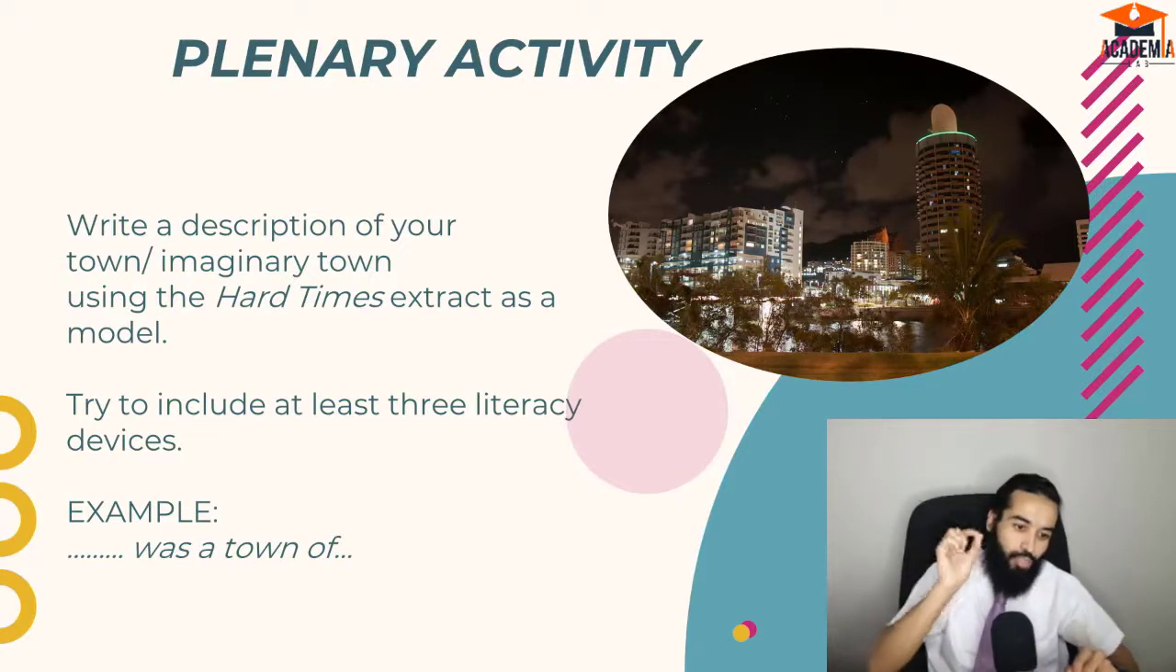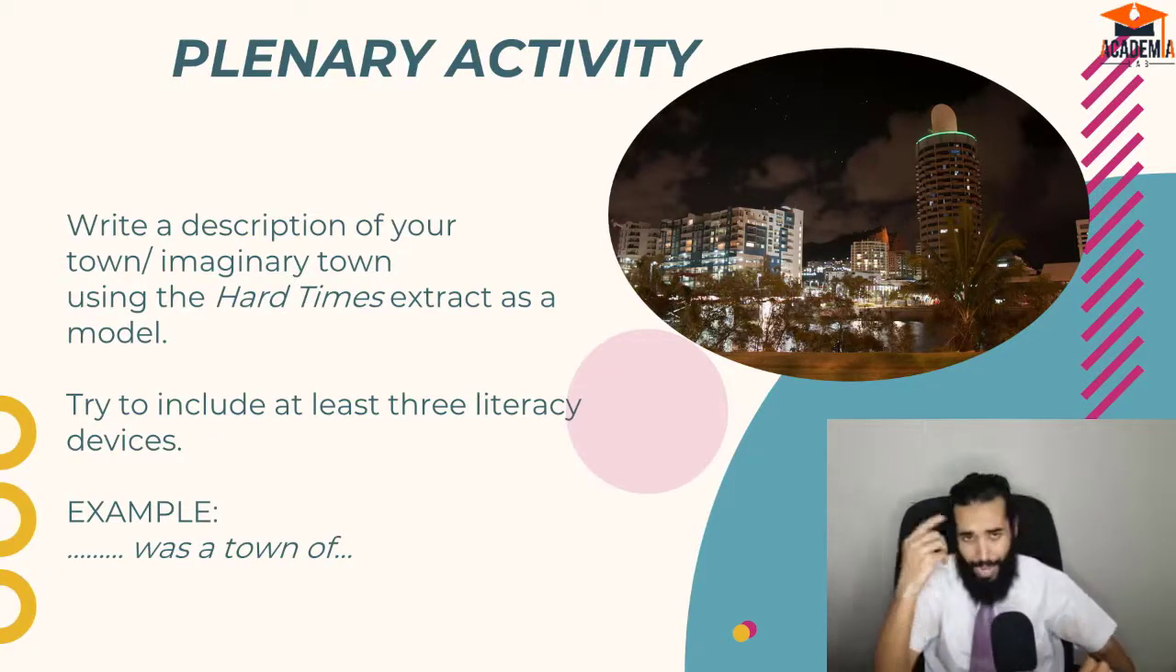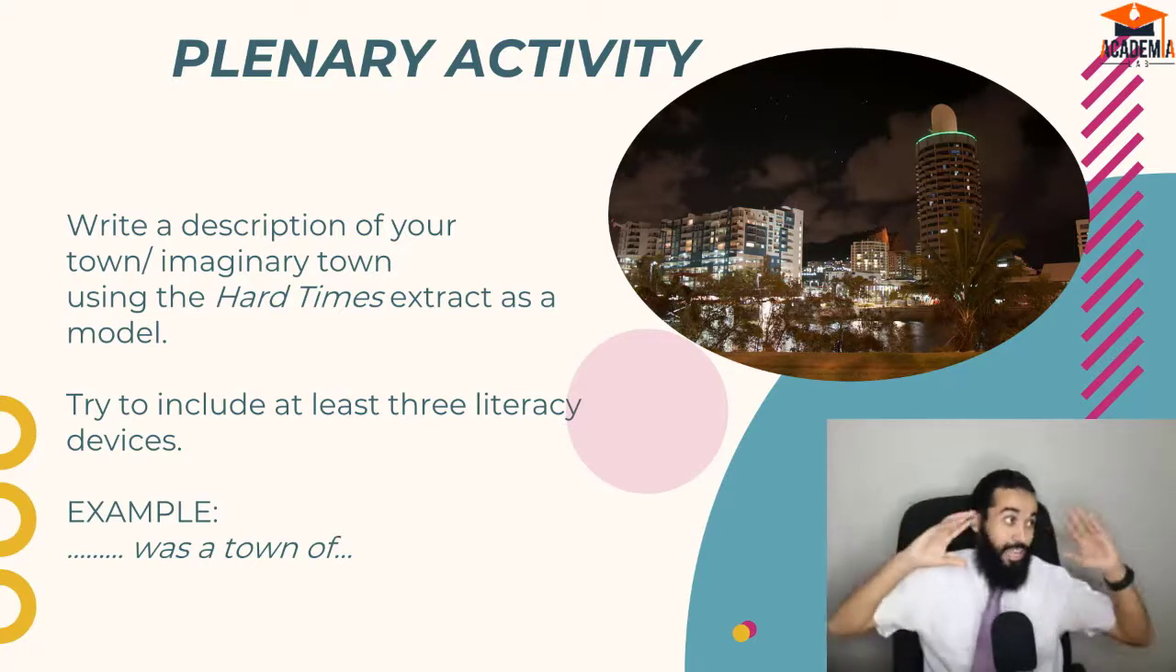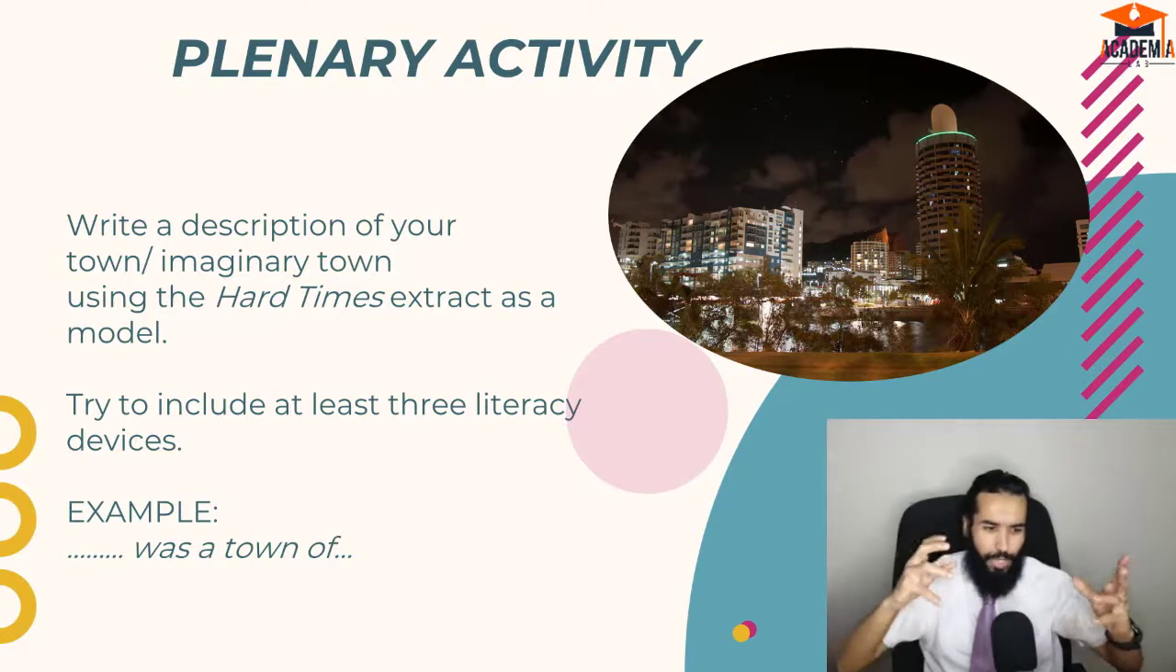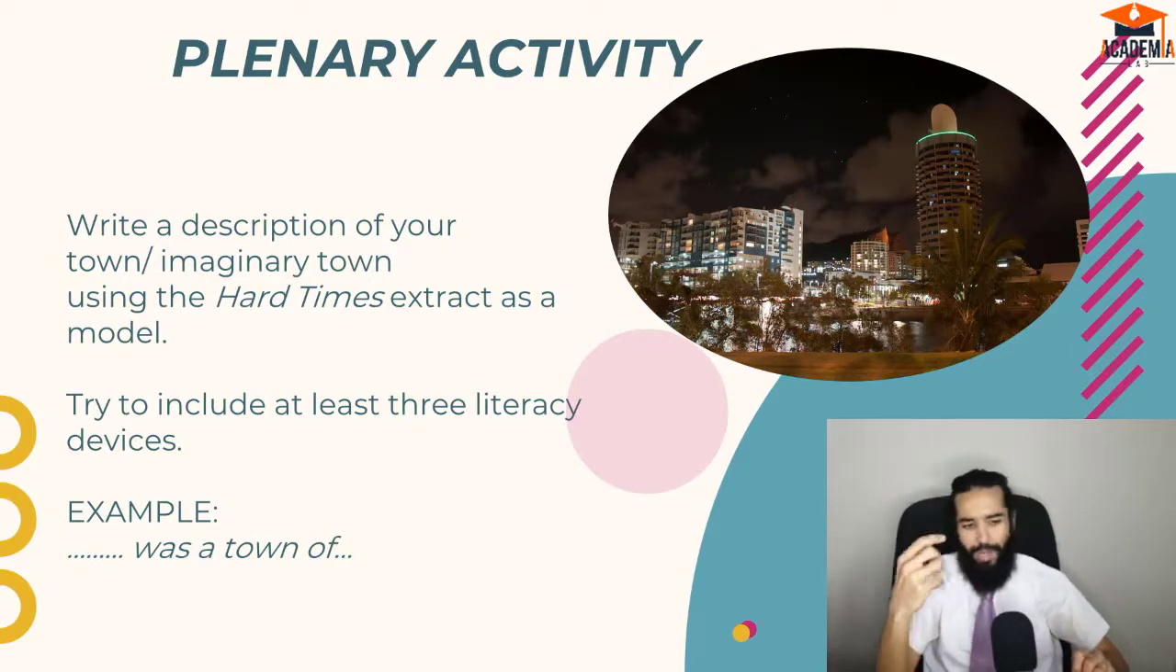Write a description of your town or imaginary town. You can imagine a town and write about it. It can be any name, any town, do you understand? Just write about it using the Hard Times extract as a model. The town needs to be described in the way that Charles Dickens described his town as well. Try to include at least 3 literary devices.